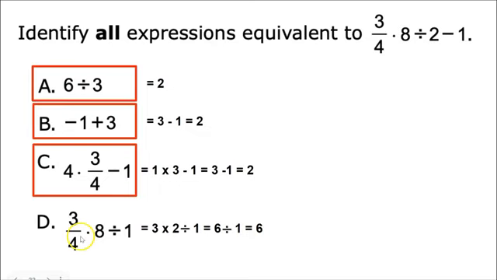And so for the last option, we have 3/4 times 8 divided by 1. You have 8 can be divided by 4, which is equal to 2. And you have that 3 that's still remaining. So 3 times 2 is equal to 6. And then from there, you have 6 divided by 1, which is equal to 6. It is not equal to 2, thus making D the wrong answer.